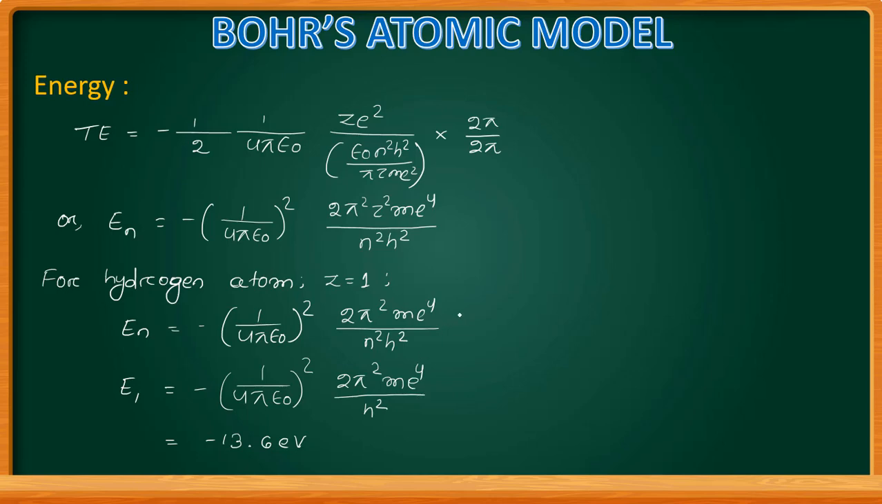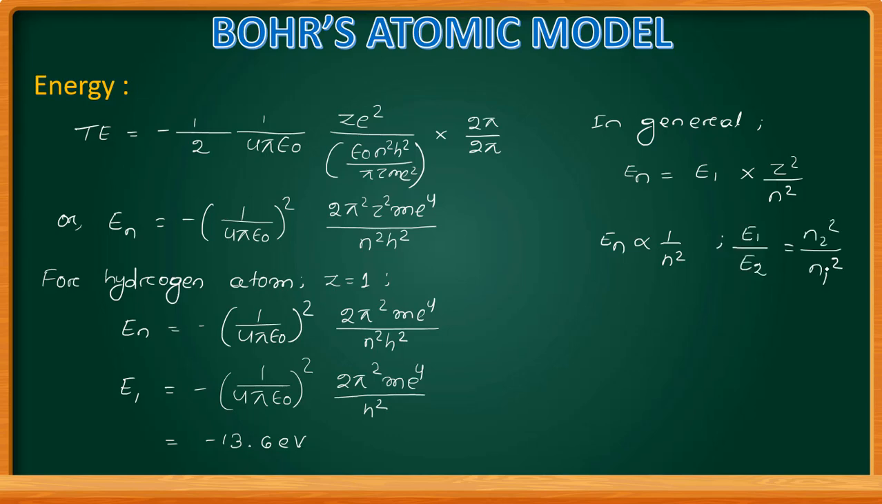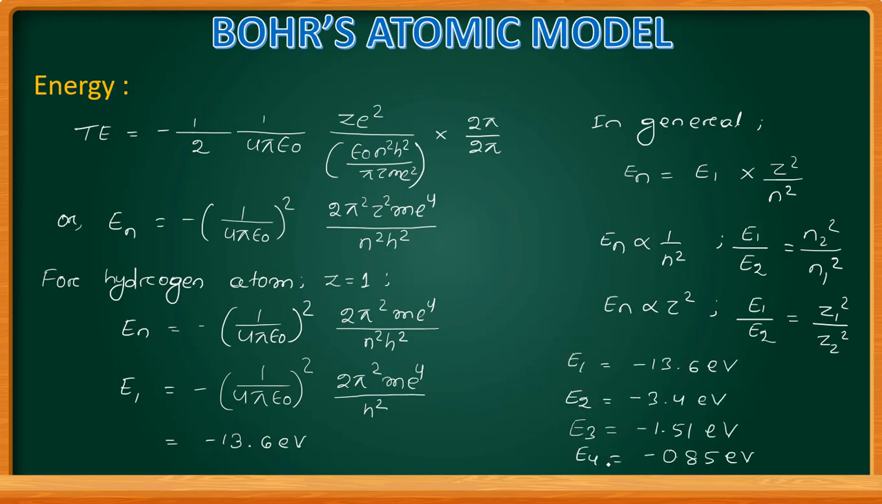So in general you can write En as E1 into Z square upon n square. For a fixed atom, Z constant, En is proportional to 1 by n square. For a fixed orbit, if a different atom is taken, n is constant and Z differs, so En is proportional to Z square, or E1 by E2 equals Z1 square by Z2 square. Actually just remember some energies of some orbits of hydrogen atom. The negative symbol indicates the electron is bound to the system, or bound to the nucleus. In general you can write En is minus 13.6 upon n square eV. This is all about the energy.